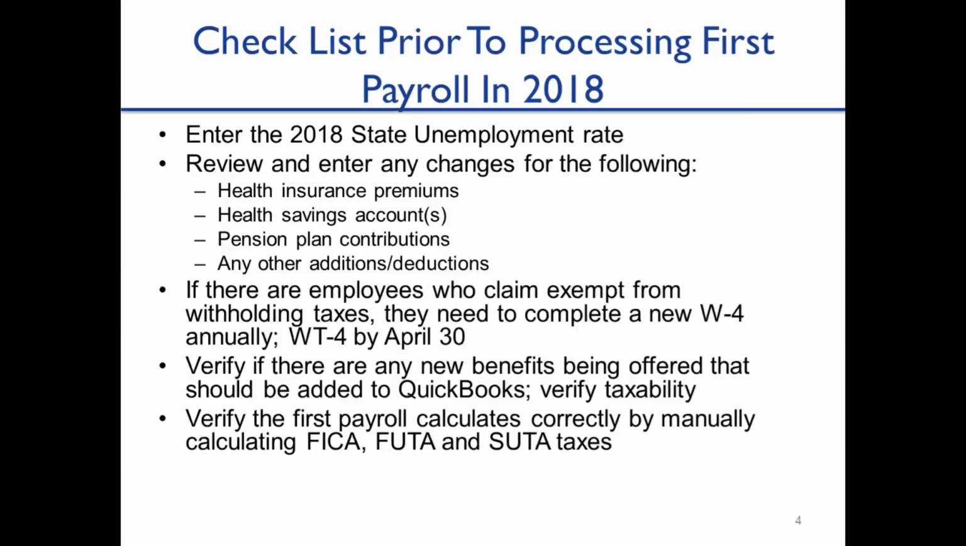Prior to processing your first payroll in 2018, for Wisconsin unemployment, make sure that you have your state unemployment rate in the system, in your QuickBooks system, and you can actually enter that rate now. The letters have gone out for your voluntary contribution, which you can calculate on the Wisconsin Department of Workforce Development's website. But change your rate in QuickBooks now.